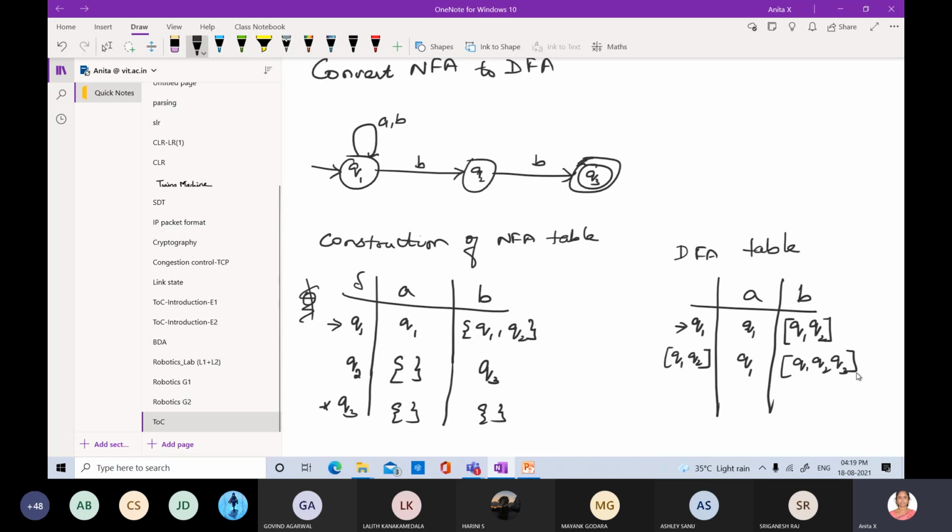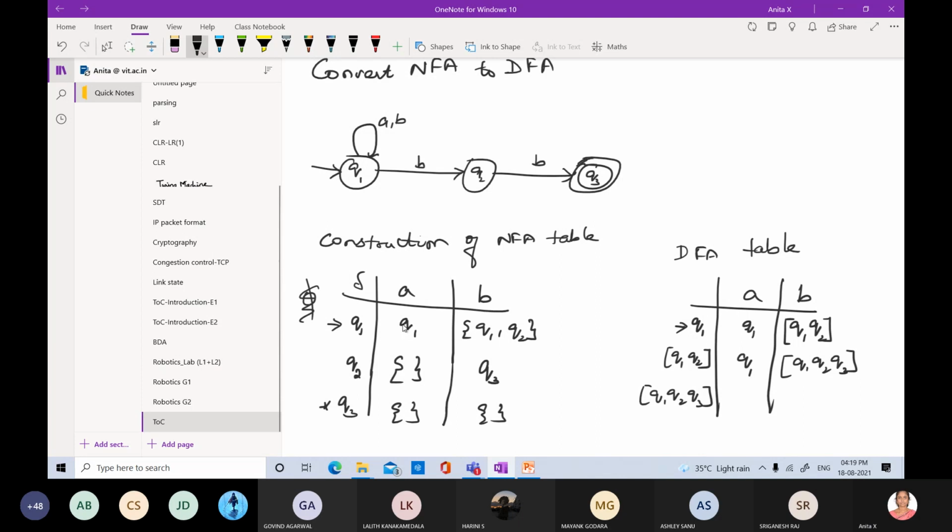From Q1, Q2, I am having a reach to Q1, Q2, Q3. So for that I am going to make the entry. Q1, Q2, Q3, I am going to make the entry. How am I going to make the transitions for input symbol A and input symbol B?